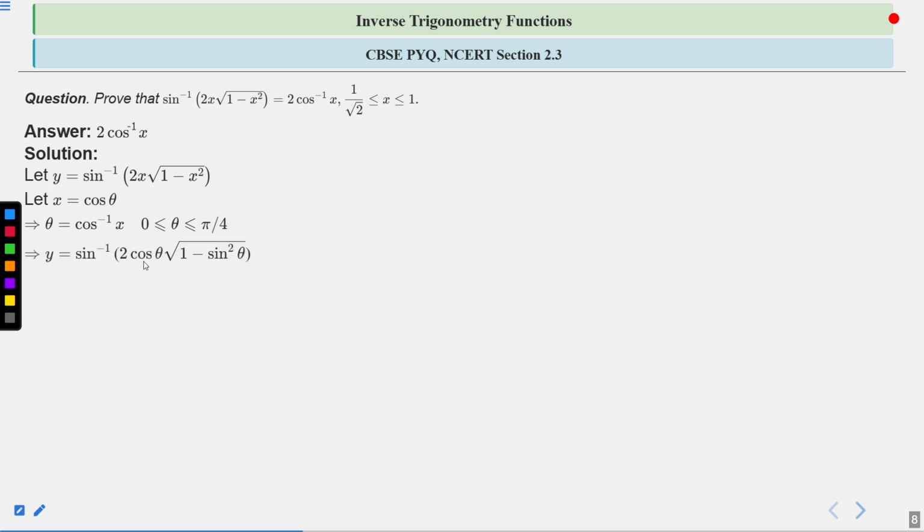So y is equal to sine inverse of 2 cos theta into root over 1 minus cos square theta. What we have done is basically we have put x is equal to cos theta in this equation. Now 1 minus cos square theta will be equal to sine square theta. Therefore, the given expression will be sine inverse sine 2 theta.